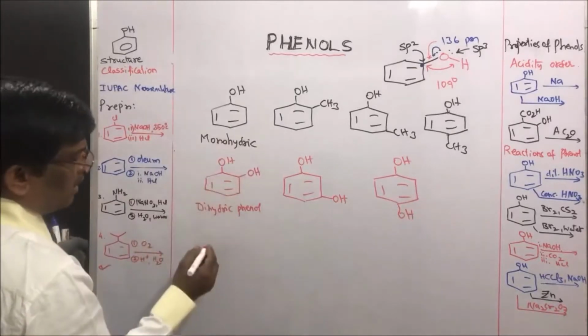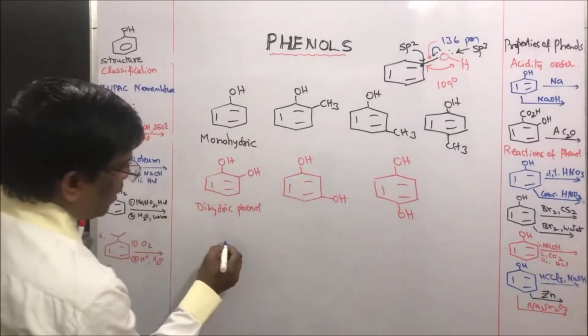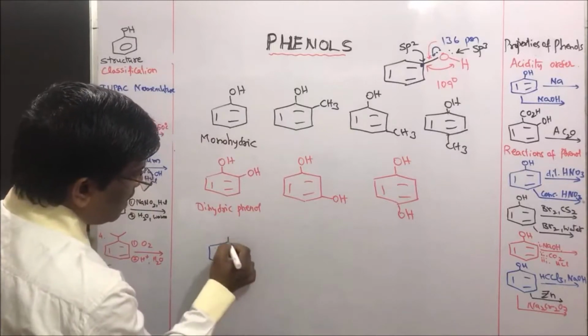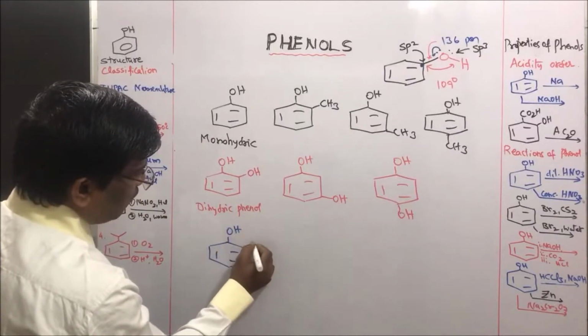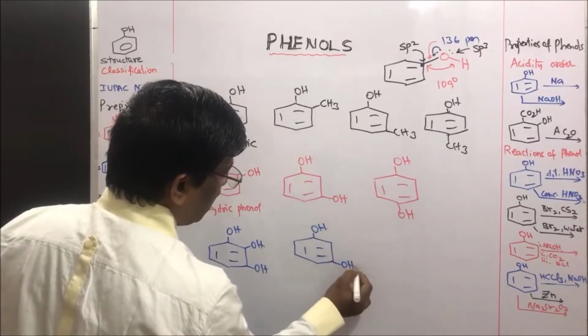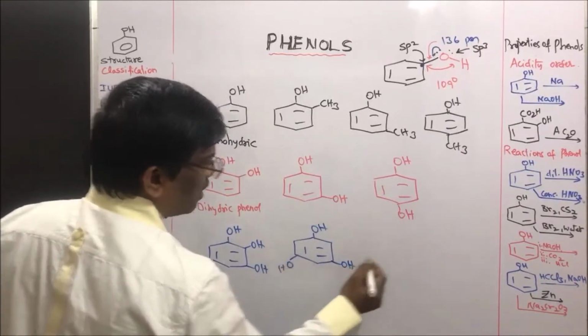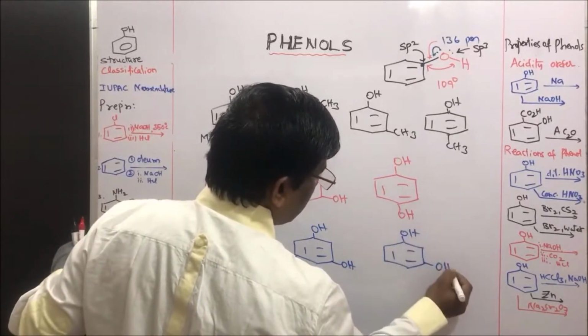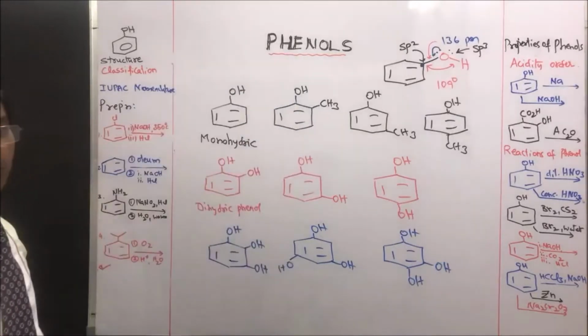It can be trihydric also. The phenols can be trihydric. If it is continuous, that is 1, 2, 3 triol, 1, 3, 5 triol, and this is 1, 3 and 4. So what are the names?